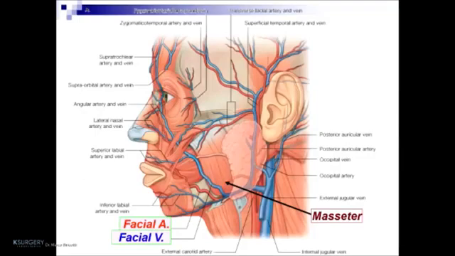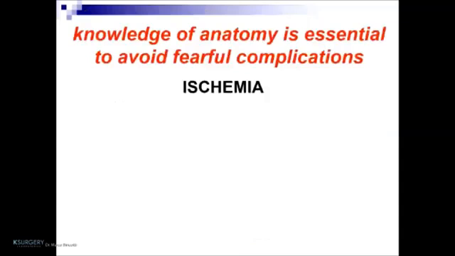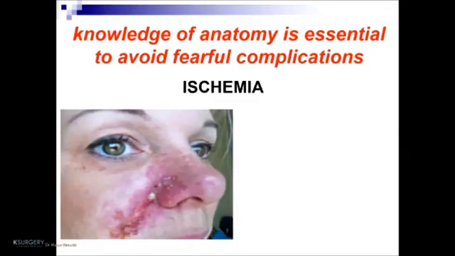In this image, we can see the masseter muscle and the facial artery and facial vein, which are very, very important because these structures determine the danger zone for the doctor, for the surgeon. So it is very important to know this to avoid important complications like ischemia. In this image, we can see ischemia after treatment, after injection of hyaluronic acid into the vessels.